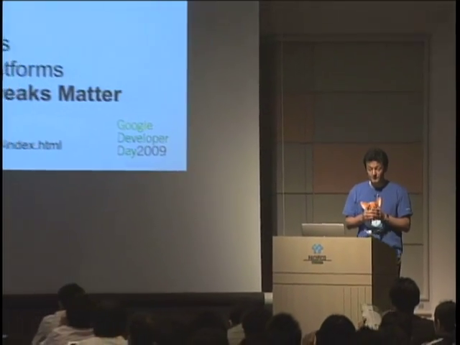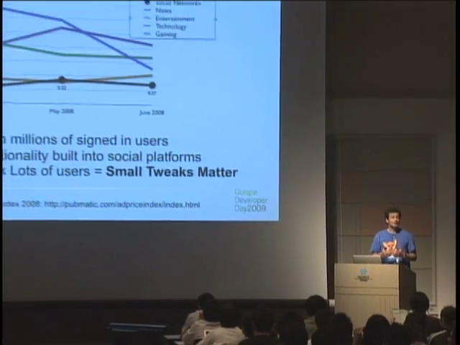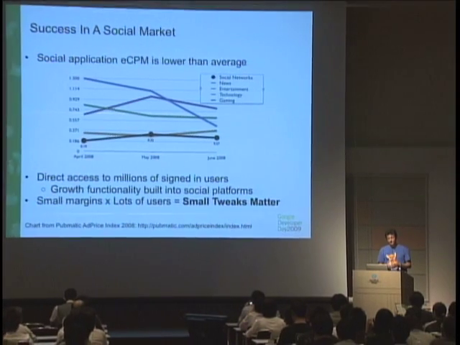So, success in a social market. How do you build a successful social application? The CPM, or cost per mil, which means what advertisers pay for 1,000 impressions on your page, on your application, in this case, is quite lower than average in social networks. Because of that, you need to have lots of users in order to make money with your application.